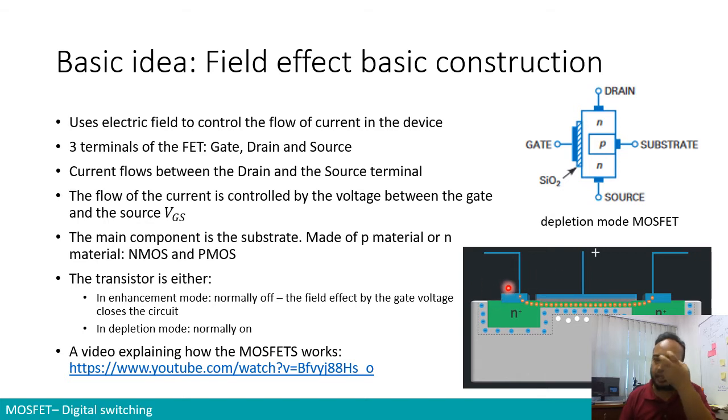So the material of the FET, the main component is what we call the substrate, right? The substrate is made of either P material or N material. So it is what we call NMOS or PMOS. NMOS is when you have the substrate made of N material, and PMOS is the P material building the substrate material.